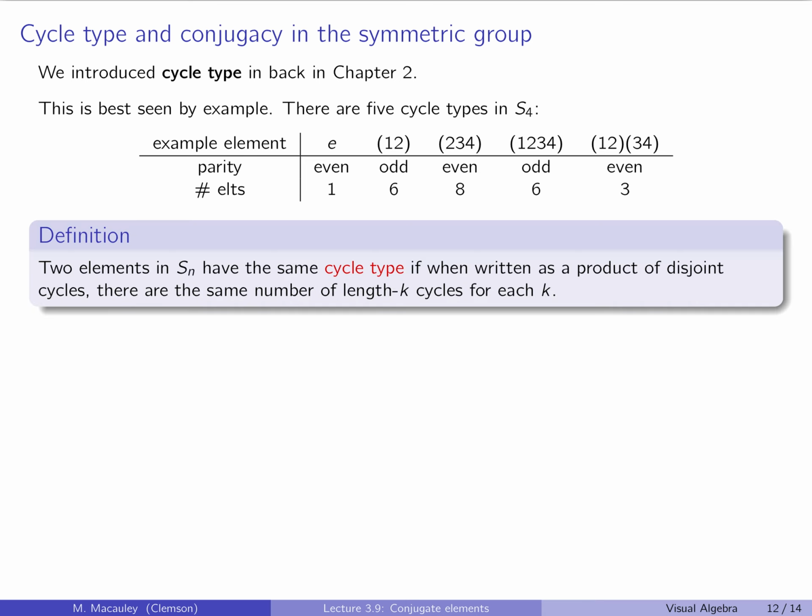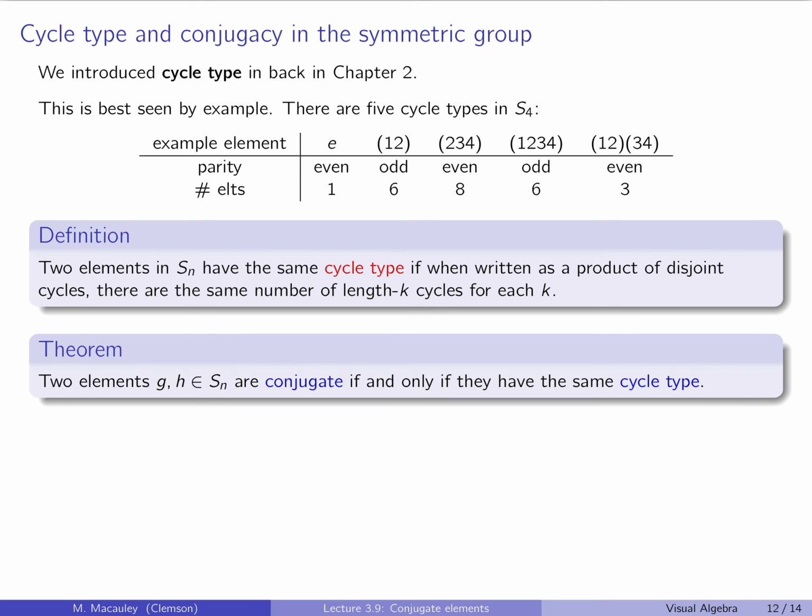Formally, 2 elements in Sn have the same cycle type if, when written as a product of disjoint cycles, there are the same number of length k cycles for each k. It is a classic theorem. It's not overly complicated, but very notationally messy, so we will skip it. It says that 2 elements g and h in Sn are conjugate if and only if they have the same cycle type. So what this is saying is that when you permute n things, it doesn't really matter how you label or number them. All that matters is what the cycle structure is.